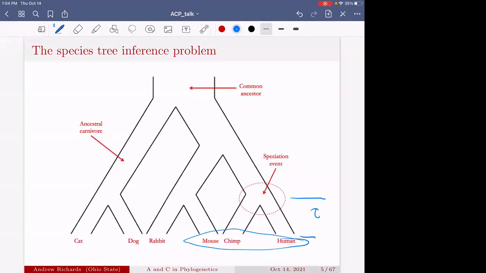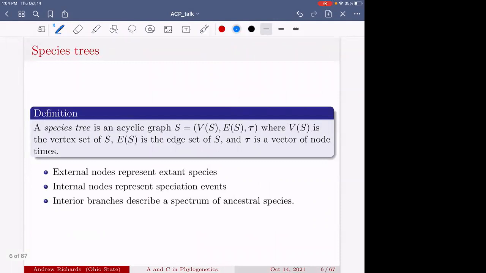Because of the limitations of our method, we can only focus on the topology, and we have to treat the speciation time as a nuisance parameter. So we cannot infer that with our methodology. As a more formal definition, we say a species tree is an acyclic graph consisting of a vertex set, an edge set, and a vector of node times, where the external nodes on the tree represent existing species, internal nodes represent speciation events, and the interior branches of the tree describe a spectrum of ancestral species.